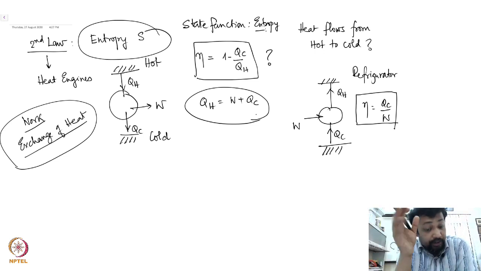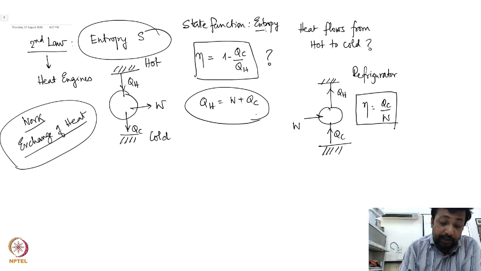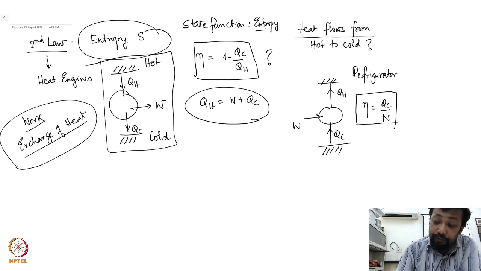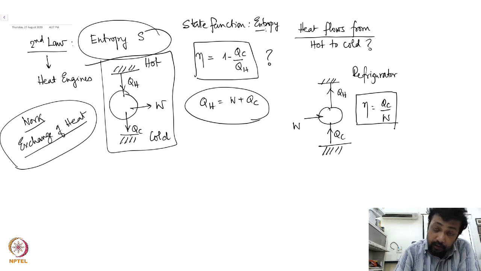On top of it, remember that the second law also introduces the concept of entropy, which is a state function. You also realize that in the diagram we have drawn for the heat engine, a flow of heat has been indicated, flowing from the hot to the cold. But why is that? Herein also the answer comes from the second law.